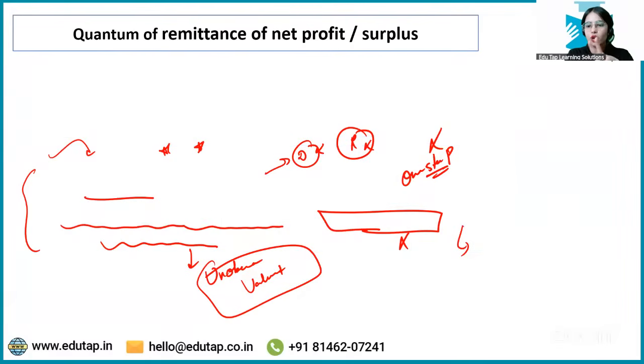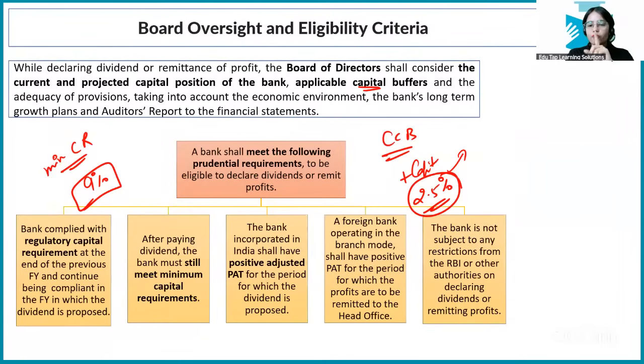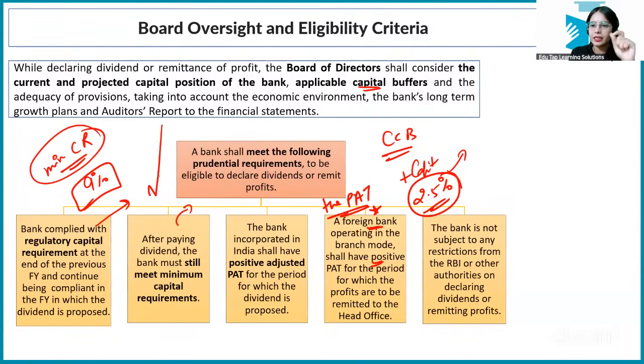Okay. Remittance of profit is allowed when the bank has complied with the minimum capital requirement for the previous year, for the current year, and for the future also, as well as when the foreign bank is able to have positive profit after tax. Then the remittance of profit is allowed. Okay, these are the conditions. Now read it again. I know there are too many facts and too many concepts, very hard financial concepts mentioned here that you might not have studied, so you need to go through it again. Okay.